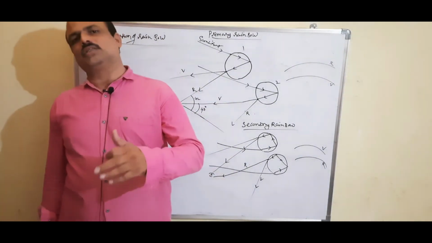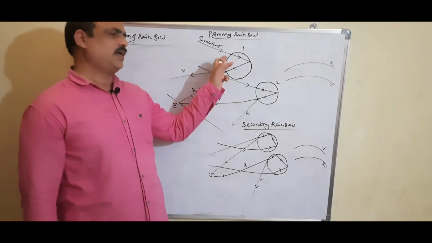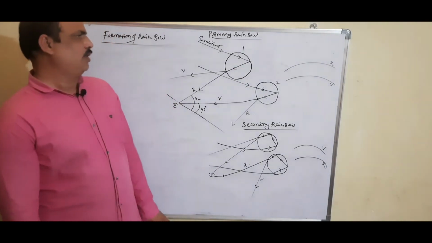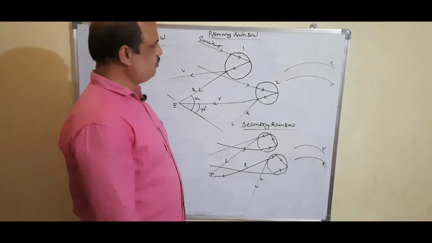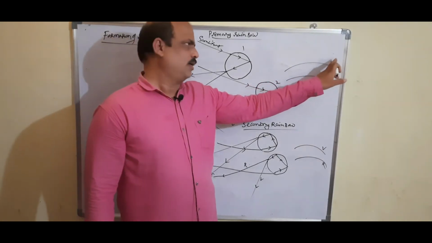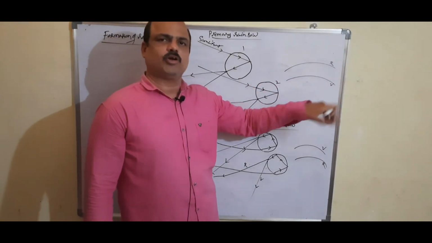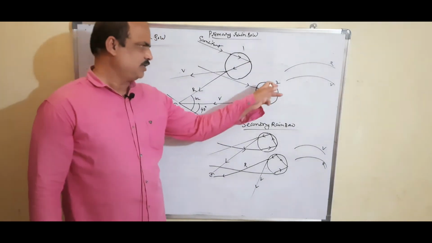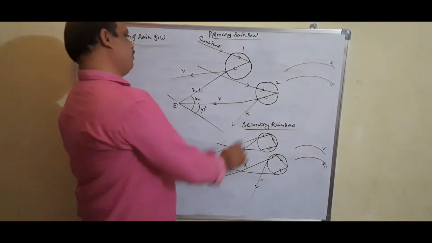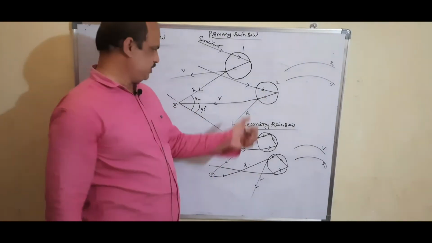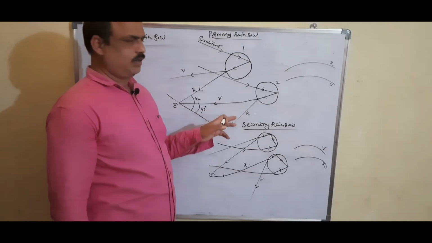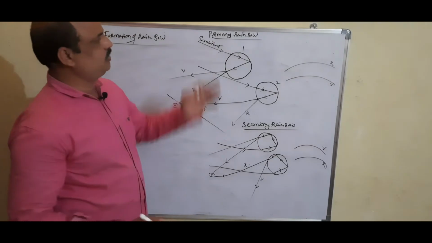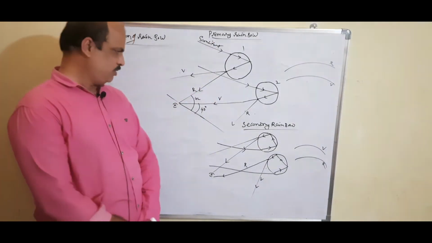Primary rainbow is a 3-step process. Here one refraction, one reflection and another refraction take place. As a result, we see red on the top and violet on the bottom of the rainbow. This rainbow is called primary rainbow. So let us consider the second drop. Here also only one color reaches the observer's eye, that is violet color, and the remaining colors go in different directions. So this is about primary rainbow.